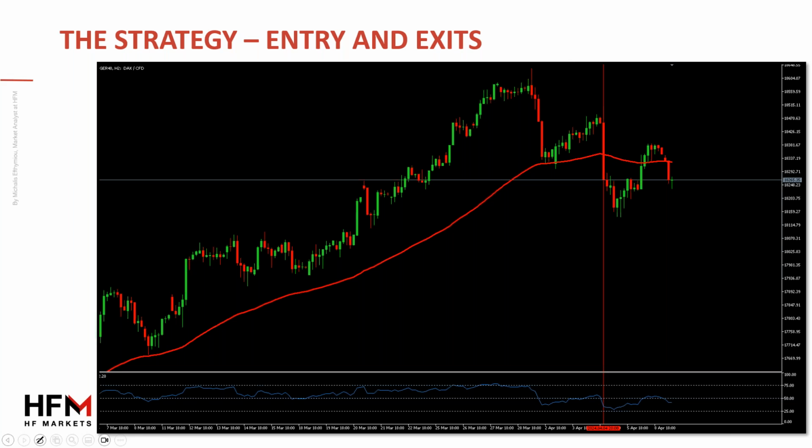Now, on the chart at the moment, we're looking at the DAX, which is a German-based index, includes 40 German-based stocks. Not important for the moment. Let's look at what indications we're looking at. It's a 2-hour time frame. We always use this setup on the 2-hour time frame.